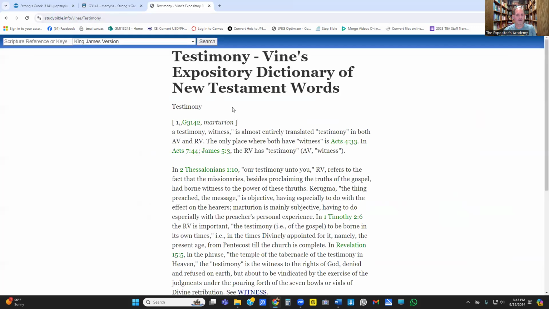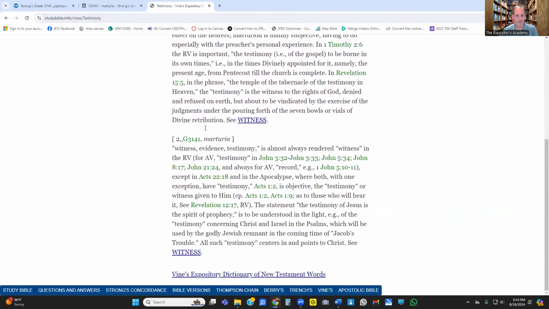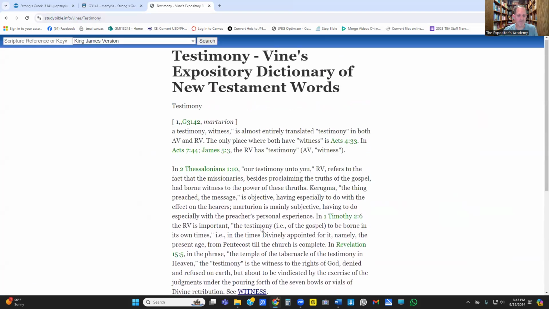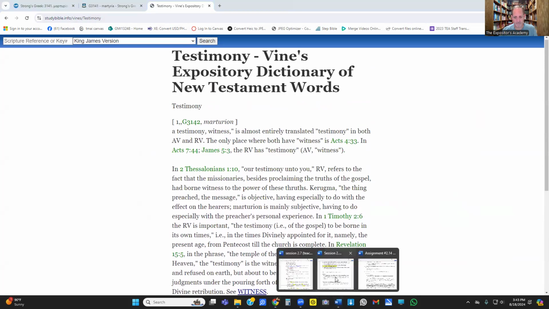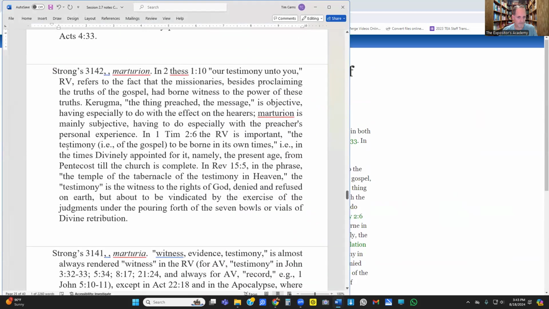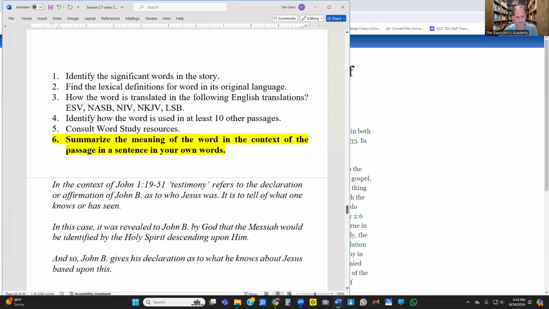Here we go. Okay, so here's the Vine's Expository Dictionary. So here's the full detail from Vine's. So oftentimes you can get some helpful insights from that. Okay. So here's some more details now.